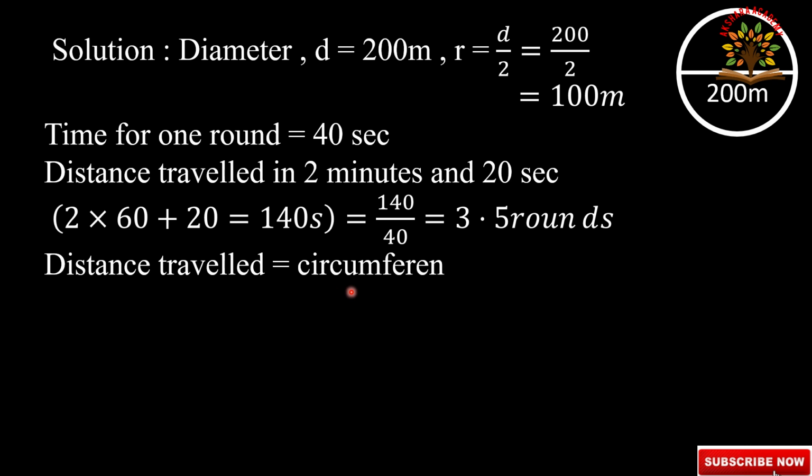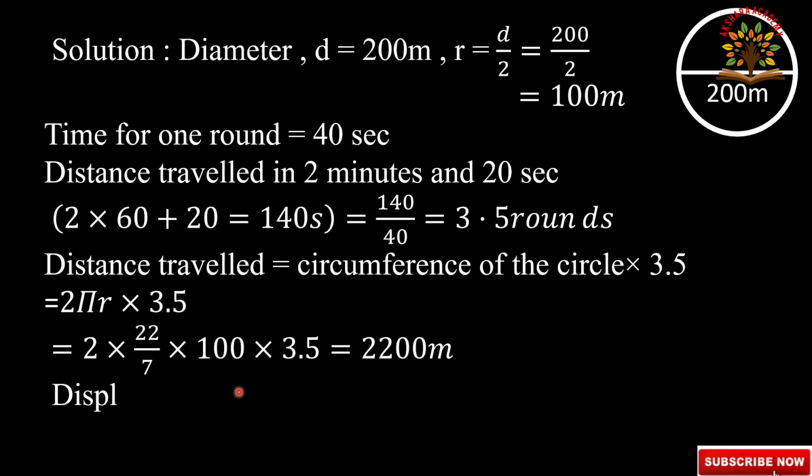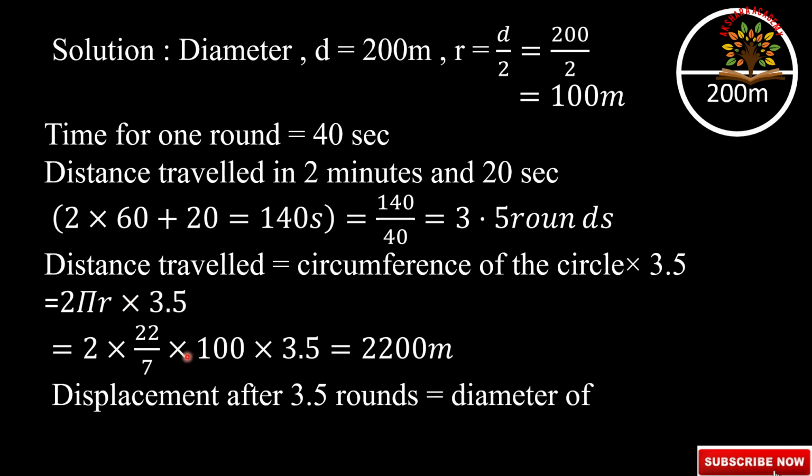Distance travelled is equal to circumference of the circle. Circumference of circle formula is 2 pi r. 2 pi r into 3.5. 2 into value of pi 22 by 7 into r 100 into 3.5. That is equal to 2200 meters. This is the distance travelled.